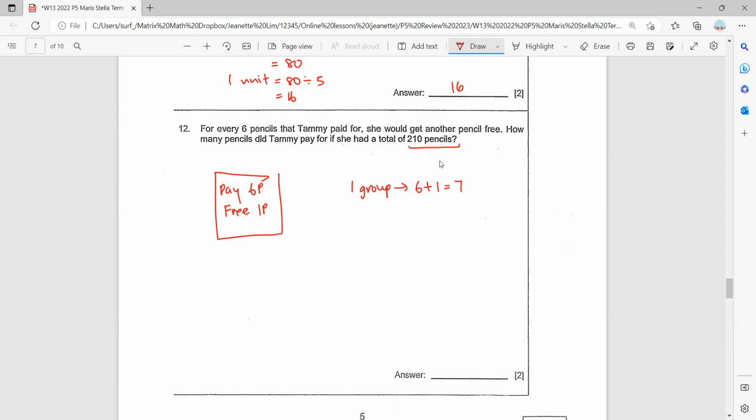So the number of groups will be the total divided by each group, which is 7. So this will give us 30 groups. Okay, then read the question. What do you want to look for? You're looking for how many pencils she paid for, right? So since there are 30 groups, in every group she paid for only 6, not 7. So 30 groups times 6. So the answer is 180.